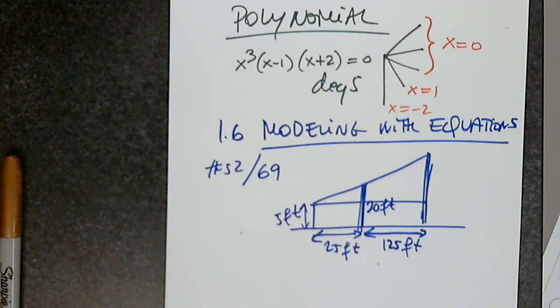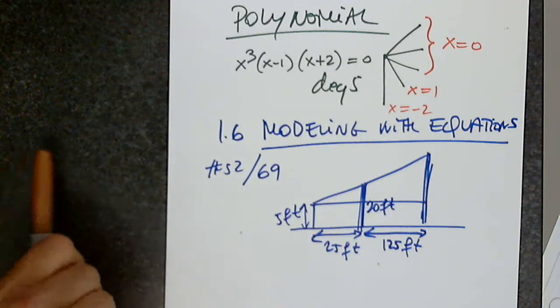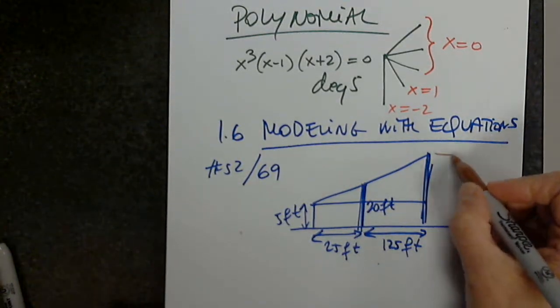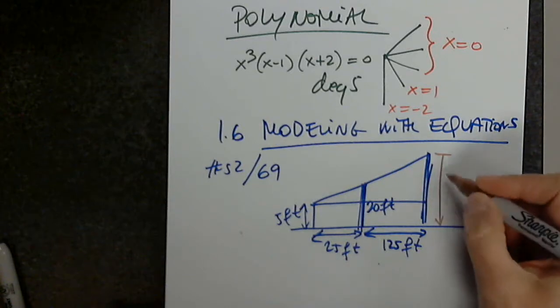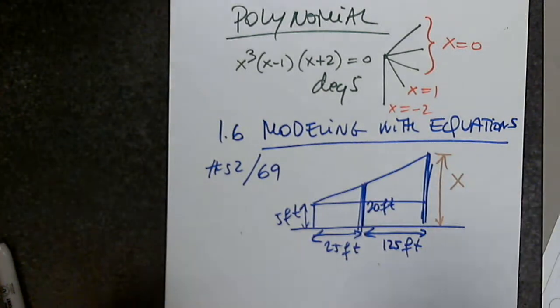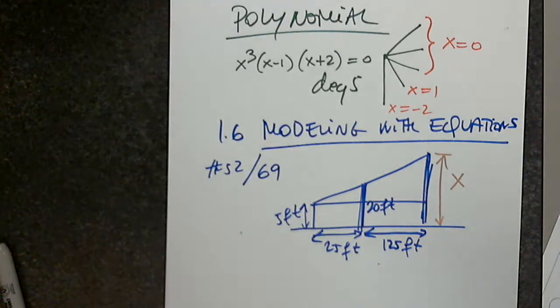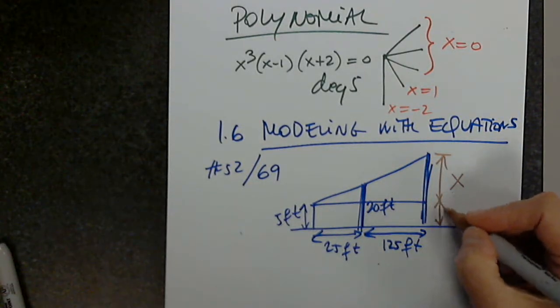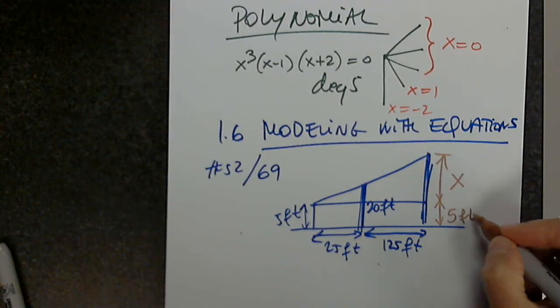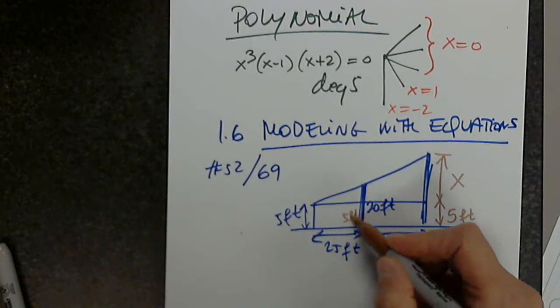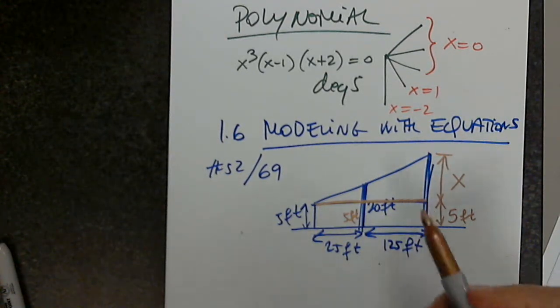Okay, so how tall is the taller tree? So here's our question. I'm going to call this X. Better if we just call this X. And this is 5 feet, that's his height, 5 feet.